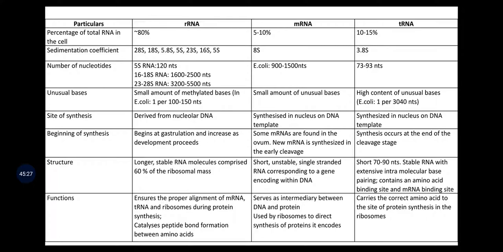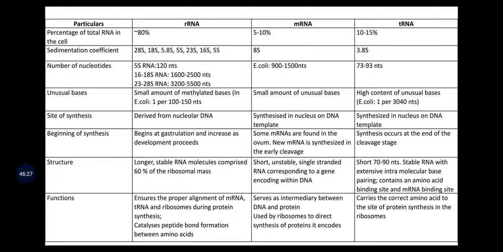The synthesis of rRNA begins at gestation and increases as development proceeds. That means if we take the animal biological system, rRNA processing begins at the gestation stage and increases as development proceeds. In mRNA, some mRNAs are found in the ovum. New mRNA is synthesized in the early cleavage, and for tRNA, synthesis occurs at the end of cleavage. Coming to the structural properties of the three RNAs, rRNA has large stable RNA molecules composing 60% of the ribosomal mass. The mRNA is a short unstable single stranded RNA corresponding to a gene encoded within DNA. The tRNA is a short 70 to 90 nucleotide stable RNA with extensive intramolecular base pairing, containing an amino acid binding site and an mRNA binding site.